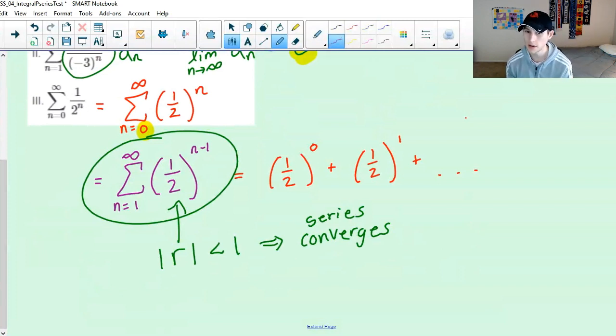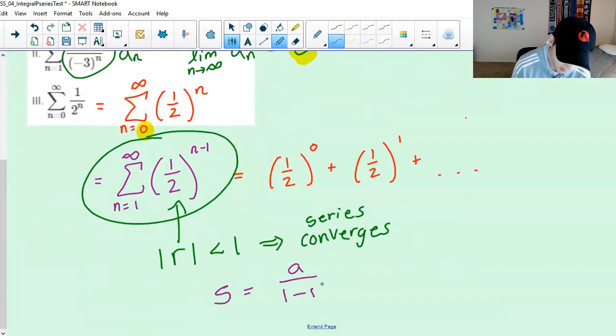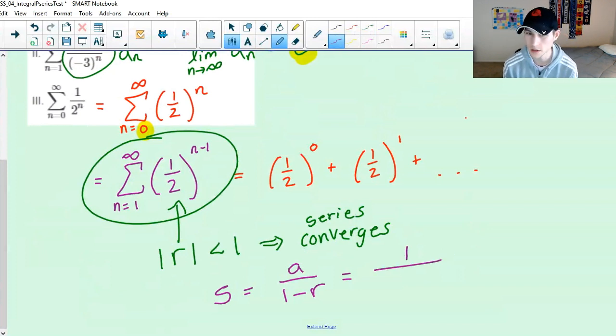And what does it actually converge to? What is the sum? If I added up all those, 1/2 to the 0th, plus 1/2 to the first, plus 1/2 to the second, plus 1/2 to the third, etc. So we had a formula for that, which is a over 1 minus r. So a, in this case, the coefficient, is just 1, the first term. A also represents the first term, and we can see up here, 1/2 to the 0th power, the first term is 1.